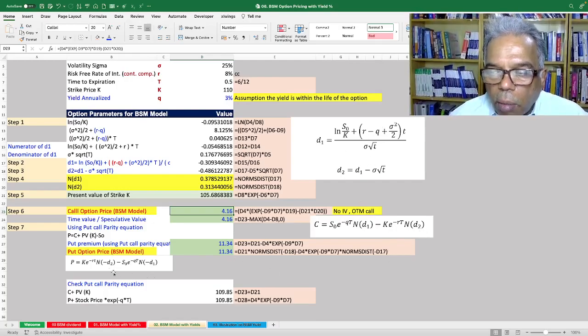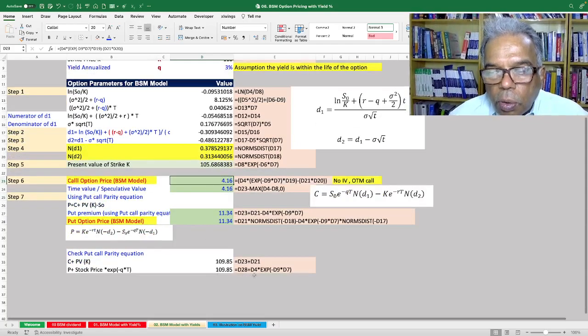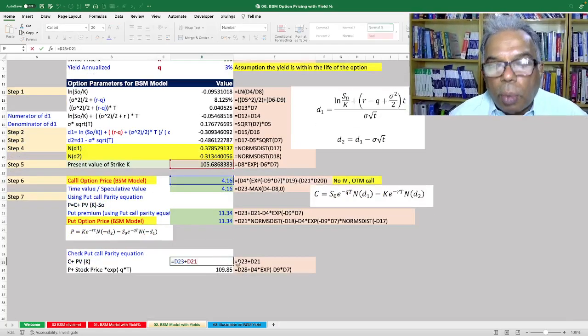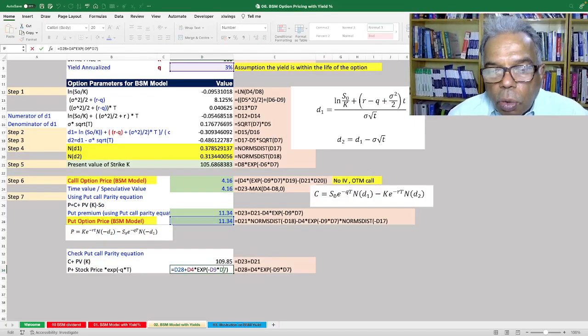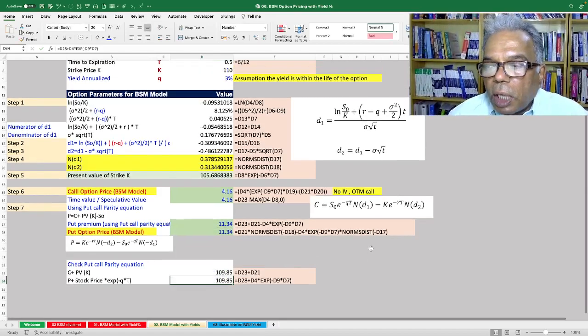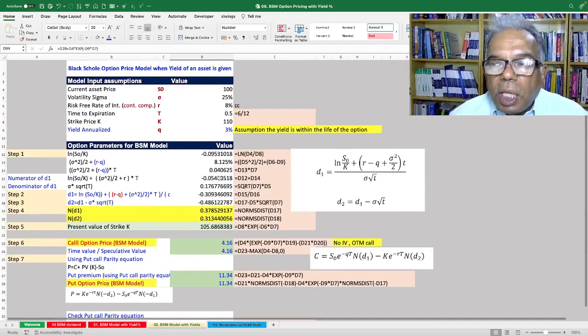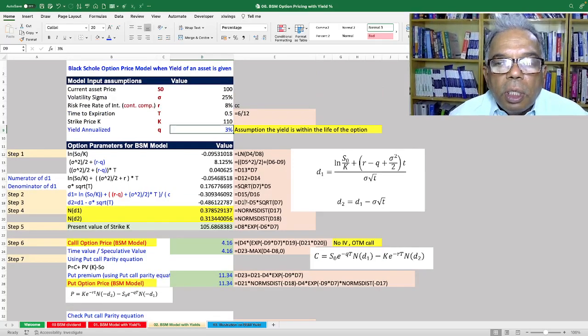When you are calculating the put option price, we calculate the present value of K times N of minus D2, minus S0 times e to the power minus QT times N of minus D1. You can also check our calculation using the put-call parity equation: call plus present value of K is equal to put plus stock price times exponential of minus Q times T. So you should know the adjustment that we need to make whenever a yield is given during the life of the option. This is a modification of the Black-Scholes option pricing model.